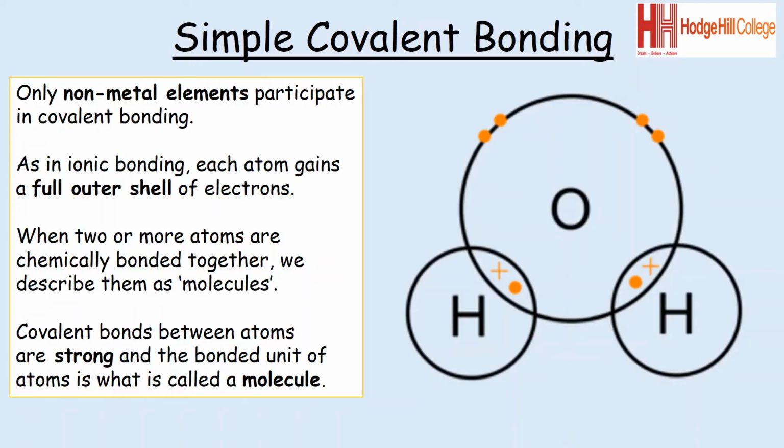This lesson will be on covalent bonding. So in the previous lesson you learnt about ionic bonding. If you recall, ionic bonding is a bonding that takes place between metal and non-metal elements. Covalent bonding, on the other hand, occurs only between non-metal elements.